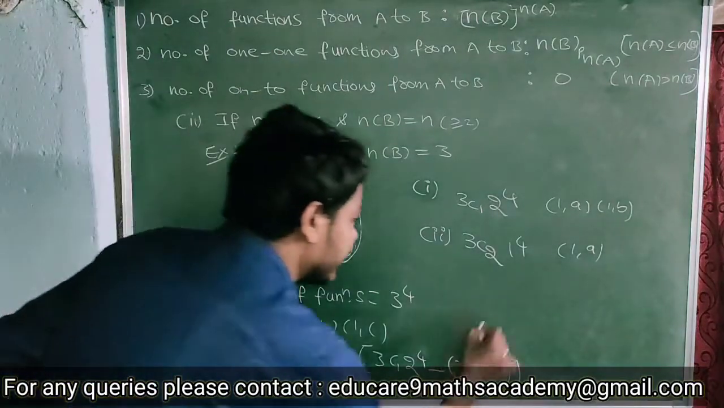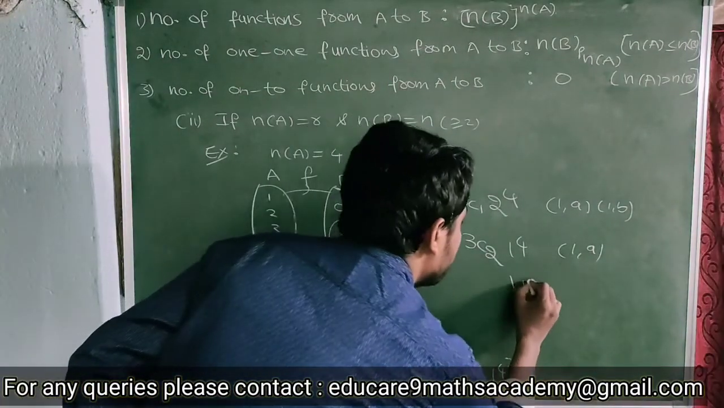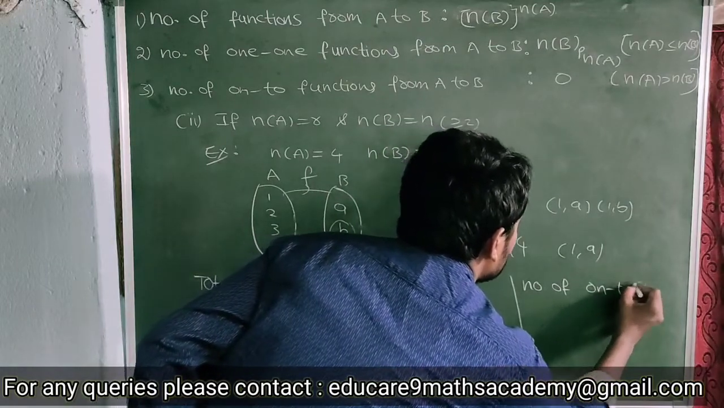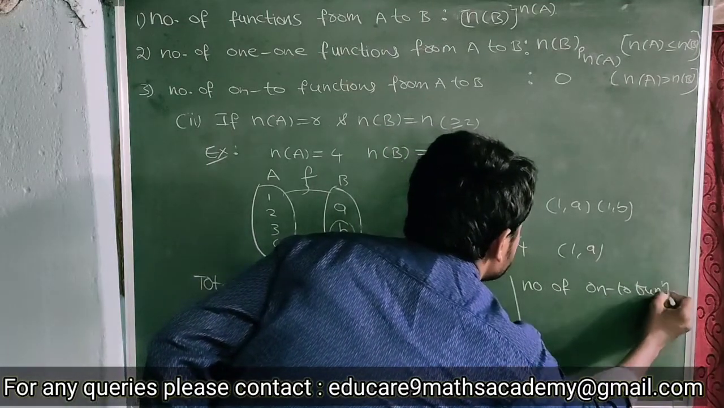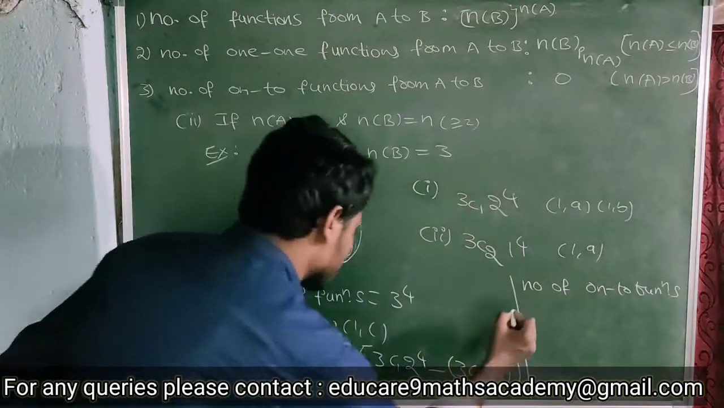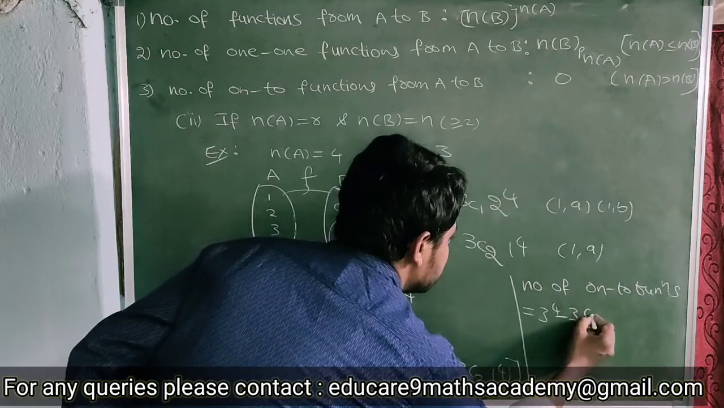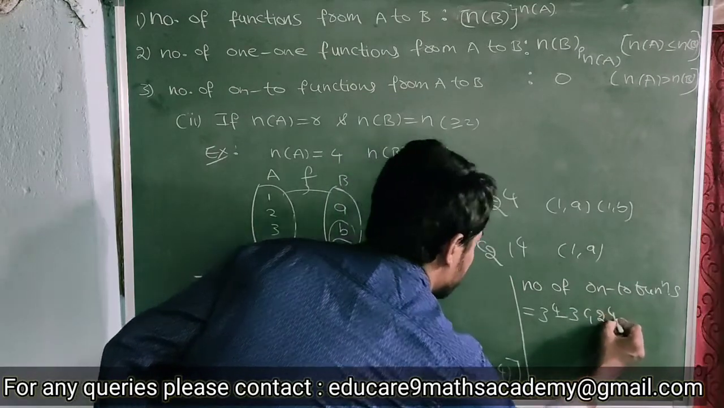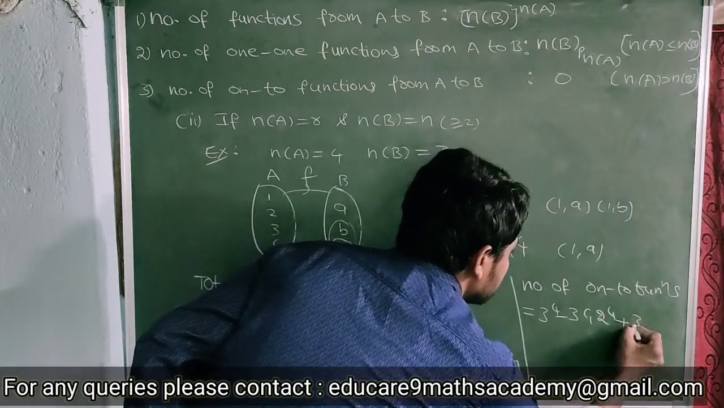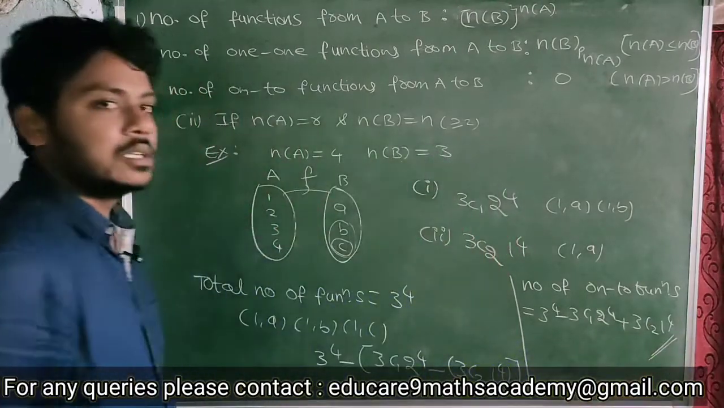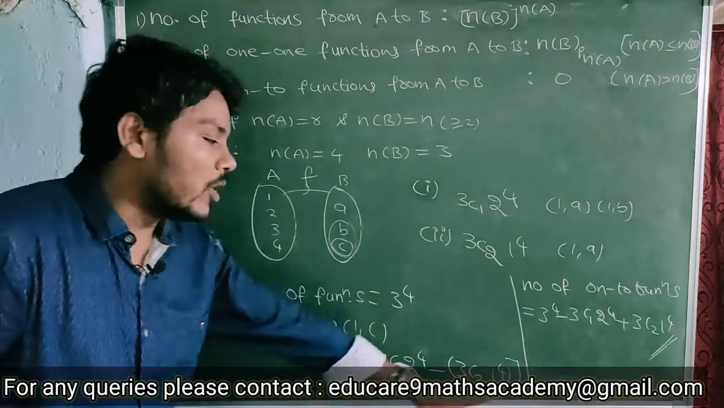So this can be written as the number of onto functions is equal to 3 power 4 minus 3C1 2 to the power of 4 plus 3C2 1 to the power of 4. So this is the formula.